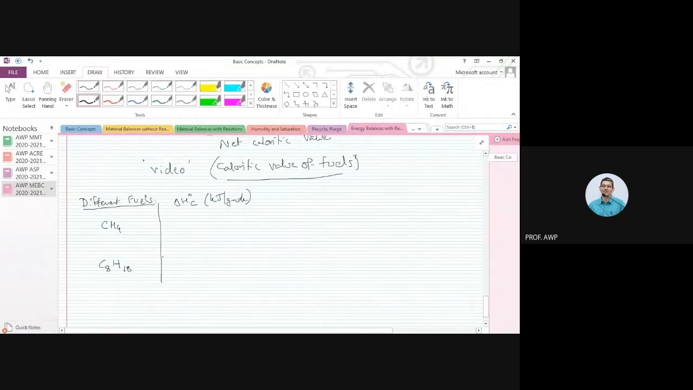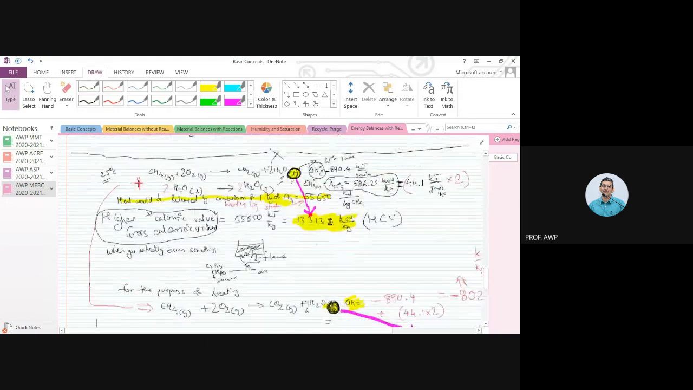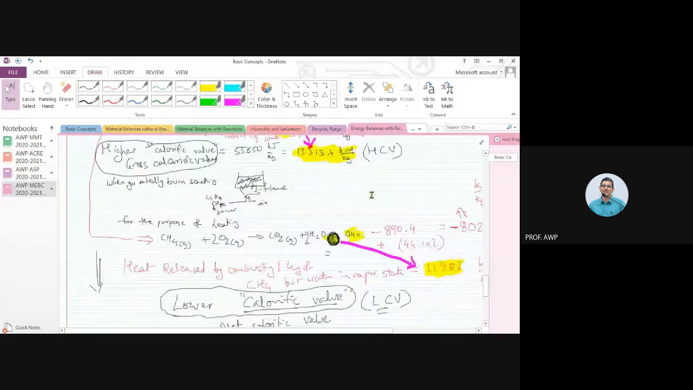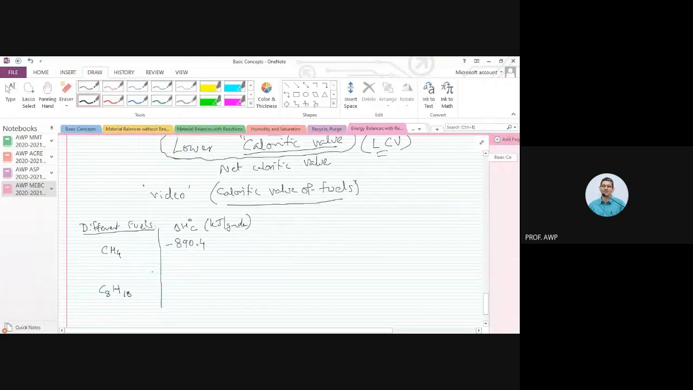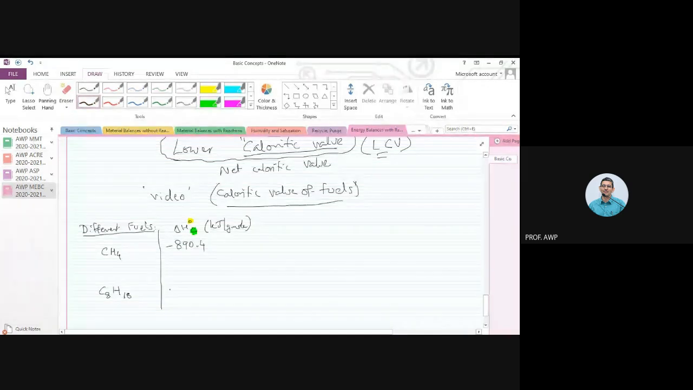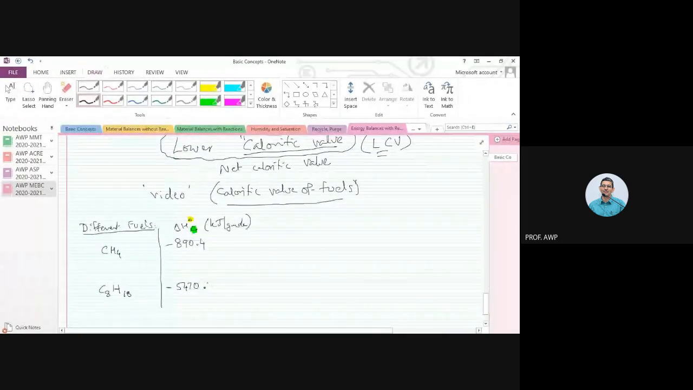You already have methane. What was the value that we had taken? 890, right? 890.4 kilojoules per gram mole. This is the standard heat of combustion. Standard heat, that's why that 0 there. Combustion, that's why the C there. Now C8H18. Delta H is minus 5470.12.